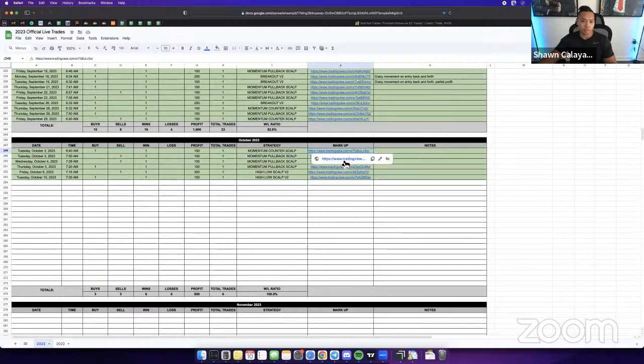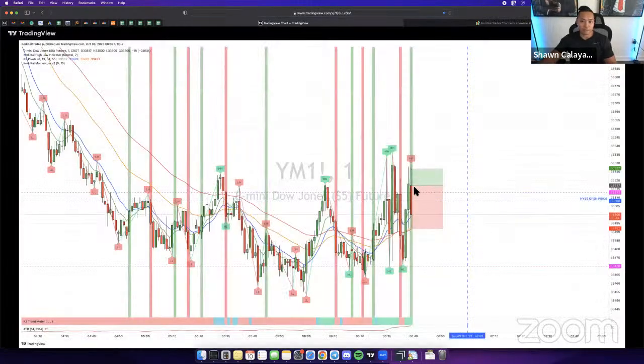And if you want to look at the actual markup for that specific entry, you'll go over to markup, open that up, and it'll give you a markup of that same exact trade that we took. So if you guys want to go back and look, feel free to take a look at that. Otherwise, yeah, this is pretty much what the spreadsheets look like.